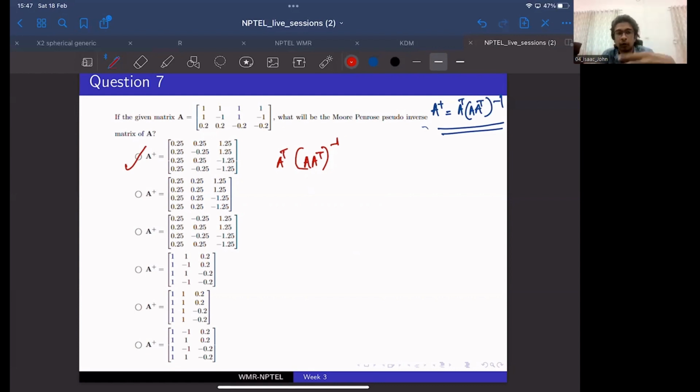Whereas in case of an overdetermined system, it will be exactly opposite. So this is applicable for underdetermined systems. Whereas in case of an overdetermined system, you will have a different set of optimization, based on least square optimization. Then you will end up with the left pseudo inverse. But for a right pseudo inverse, for an underdetermined system, this is what the final solution would be.